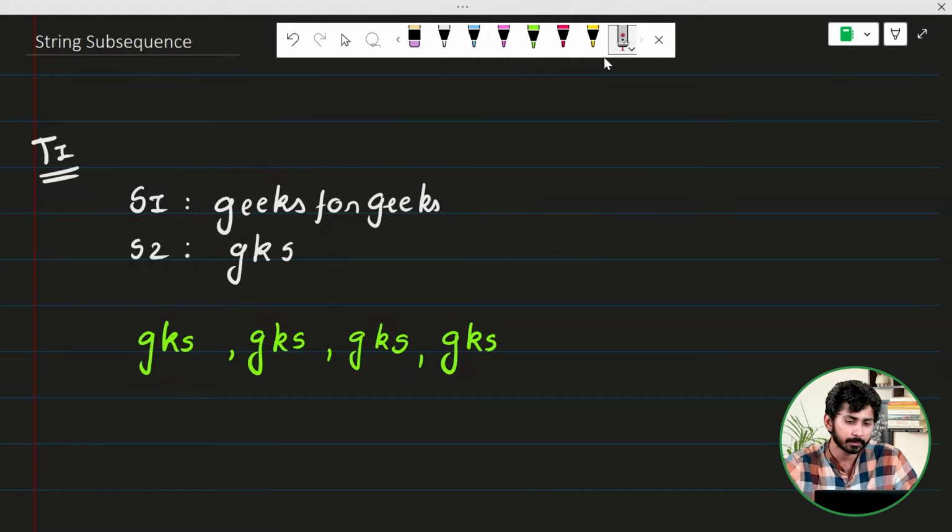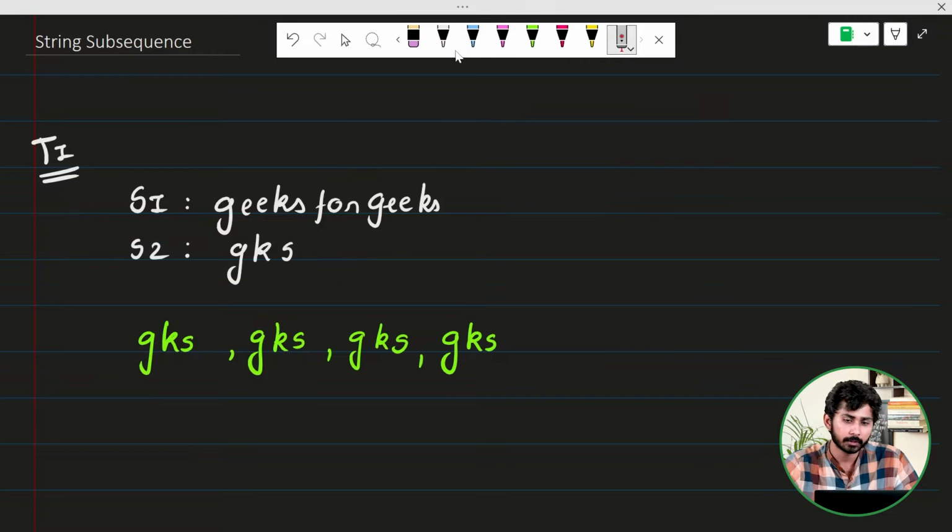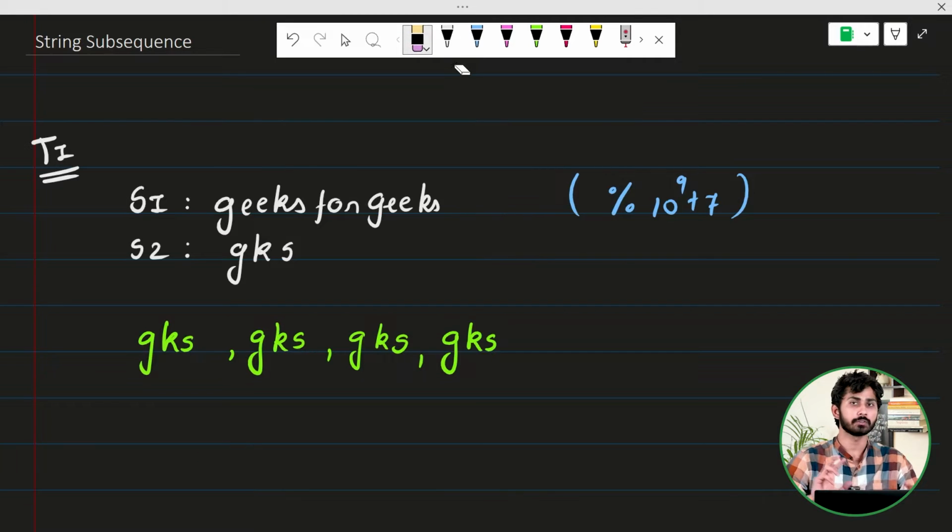You have to find all the subsequences of s1 that are equal to s2, right? And there is a note mentioned that the answer can be very large, so you have to apply modulo 10 to the power 9 plus 7 to the answer. Fine, we'll keep that in consideration whenever we write the code, but that will not impact our logic. It is just some mathematical thing required to bring the answer into integer range.